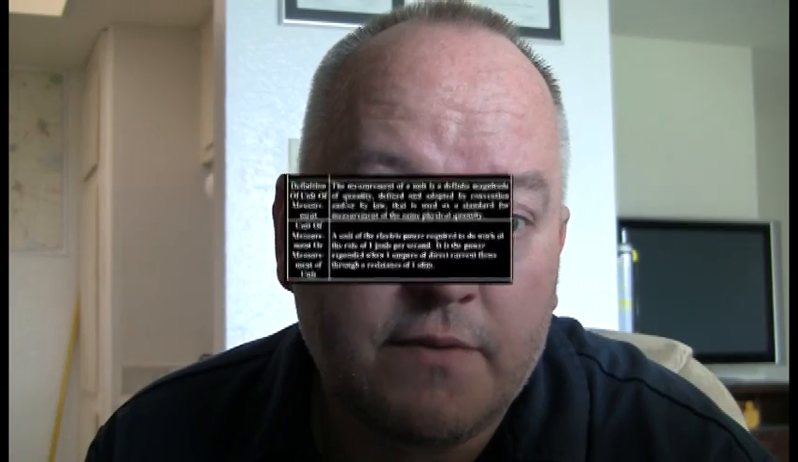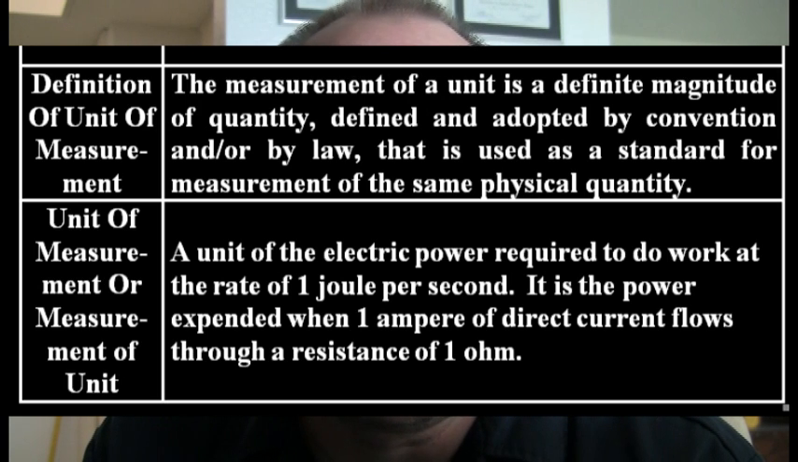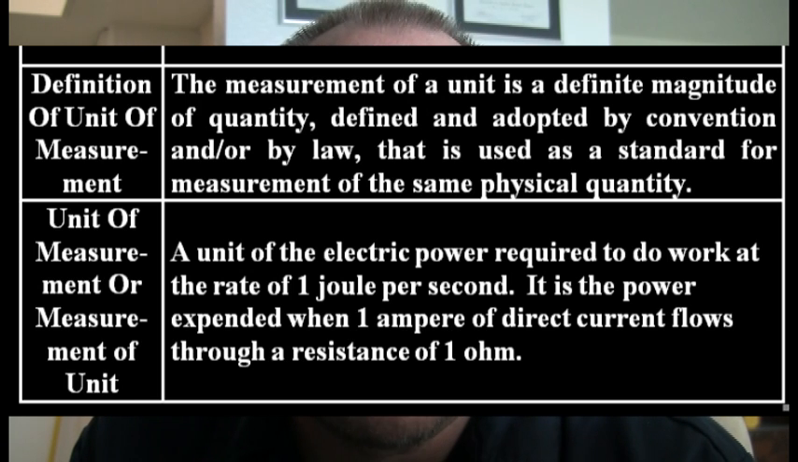Definition, that's the first one I actually found that had any value. Definition of the unit of measurement. Okay, the measurement of a unit is a definite magnitude of quantity defined and adopted by convention or by law. You know the rest, it's just a bunch of crap. So let's go through this.